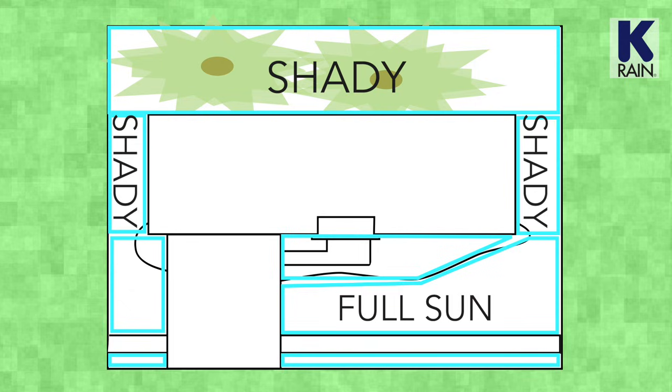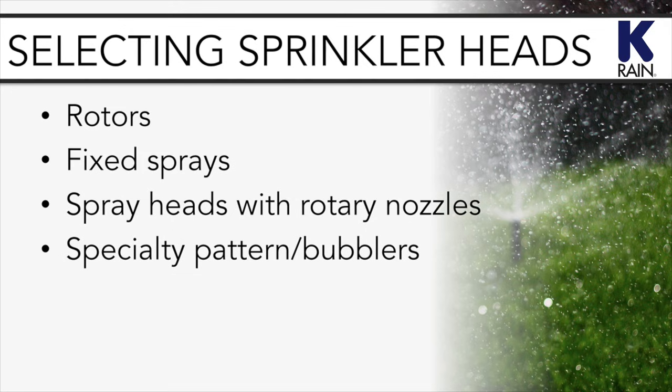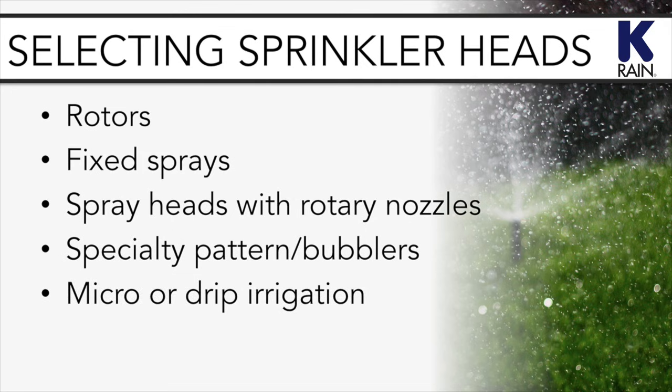Once the plan is divided into hydrozones, we're ready to select sprinkler heads. There are 5 main types: rotors, fixed sprays, spray heads with rotary nozzles, specialty pattern sprays and bubblers, and micro or drip irrigation. Each of these sprinkler heads have advantages and disadvantages, and to understand the differences between them, let's quickly define a few terms.